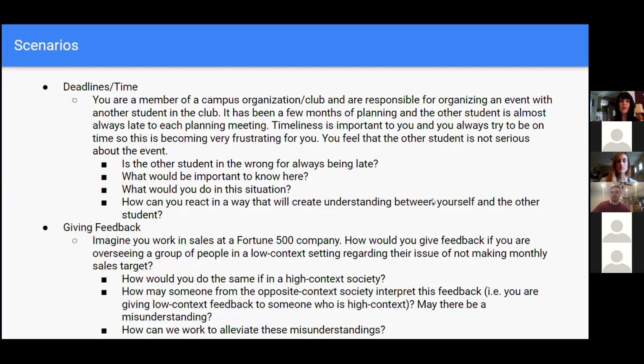So I want to open it up to the room and ask again specifically about the giving feedback scenario. So we know that if it's a low context society, that's where we're being very direct, we're including examples. So how do you think that you would approach a conversation with a team about not hitting monthly targets in a low context society? So everyone feel free to drop that into the chat, or unmute yourself.